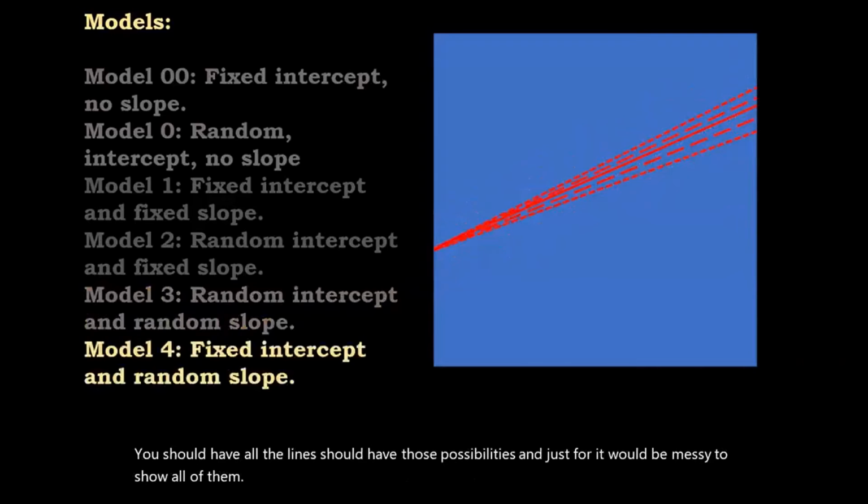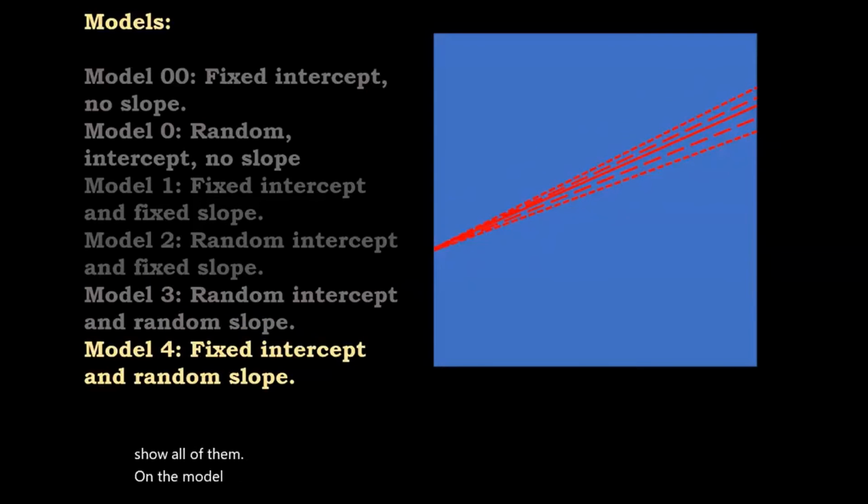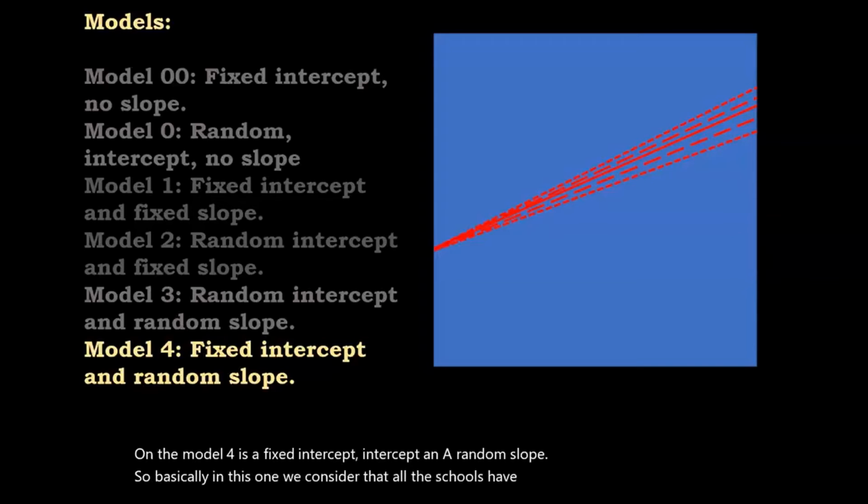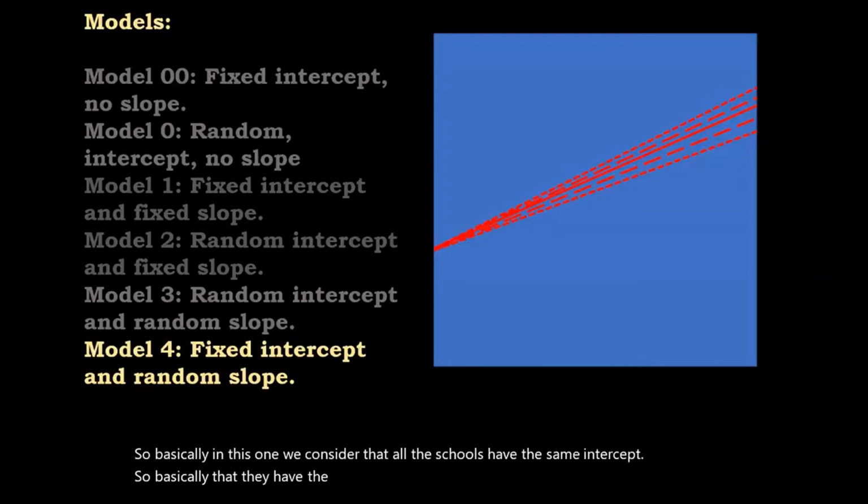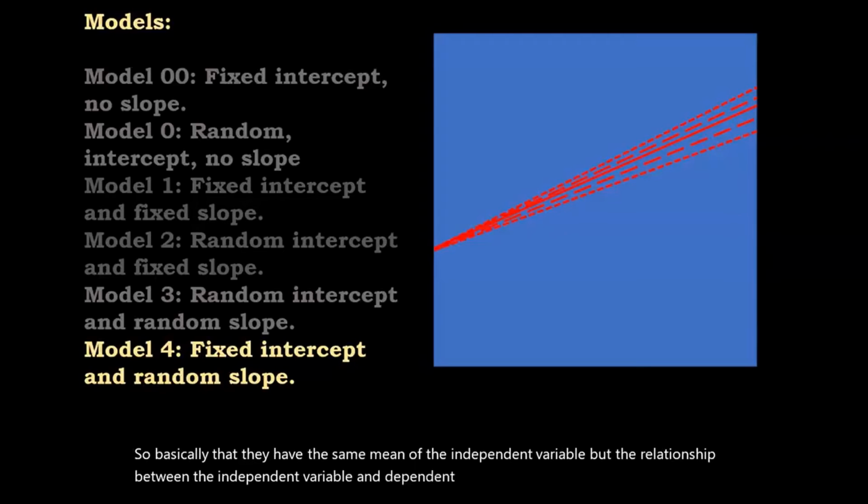And model 4 is a fixed intercept and a random slope. So basically, in this one, we consider that all the schools have the same intercept, that they have the same mean in the dependent variable, but the relationship between the independent variable and the dependent variable varies among the schools.